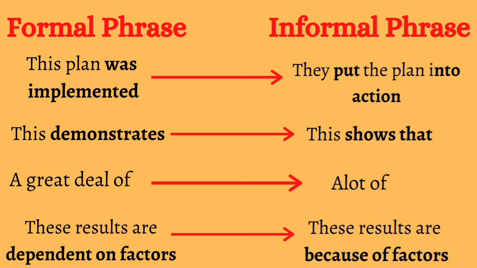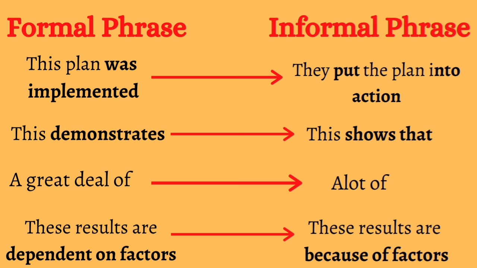Okay? Number two, this demonstrates. That would be formal. So this demonstrates how I look for my book. But the informal way is this shows how I look for my book. Right? Number three, a great deal of. This is a great deal of something, or this is a great deal of gratitude, right? Informal. This is a lot of gratitude.